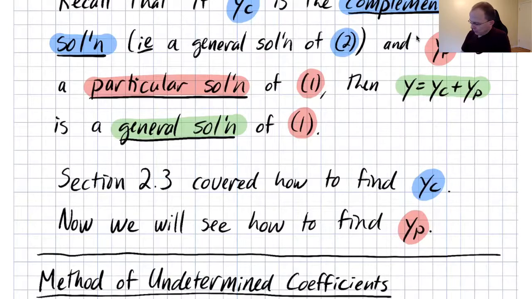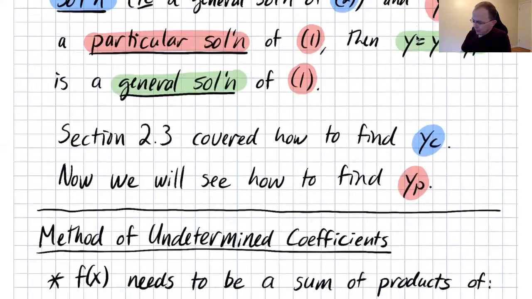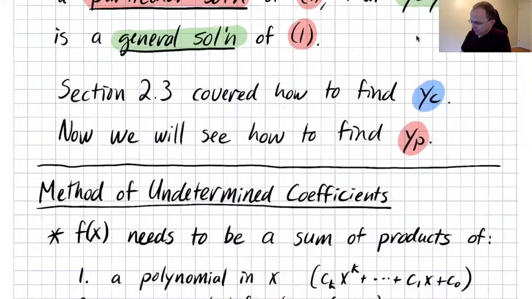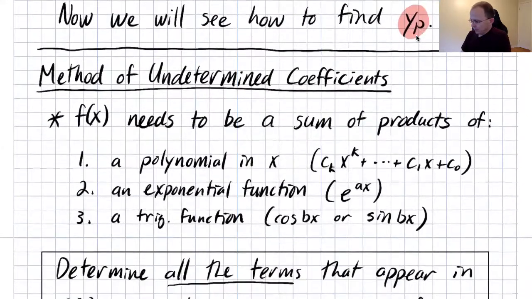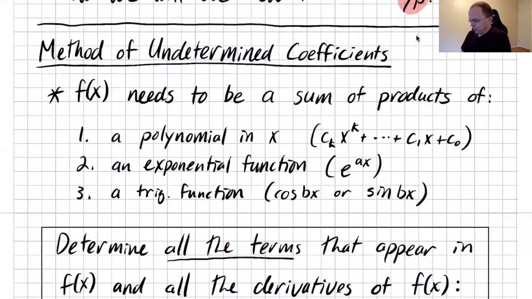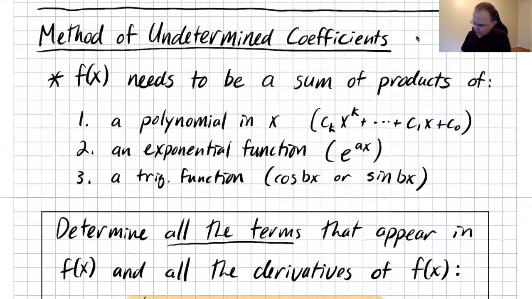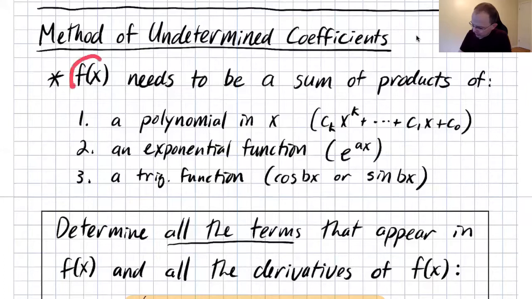So how do we do this? There are a couple of different methods. Let's start out with the first method, called the method of undetermined coefficients. In this method, there are some restrictions on what the f of x could be that's on the right-hand side of the non-homogeneous equation.